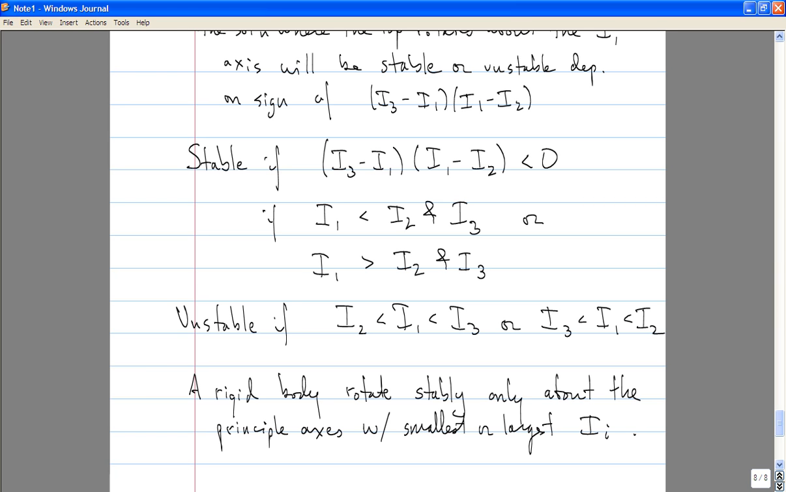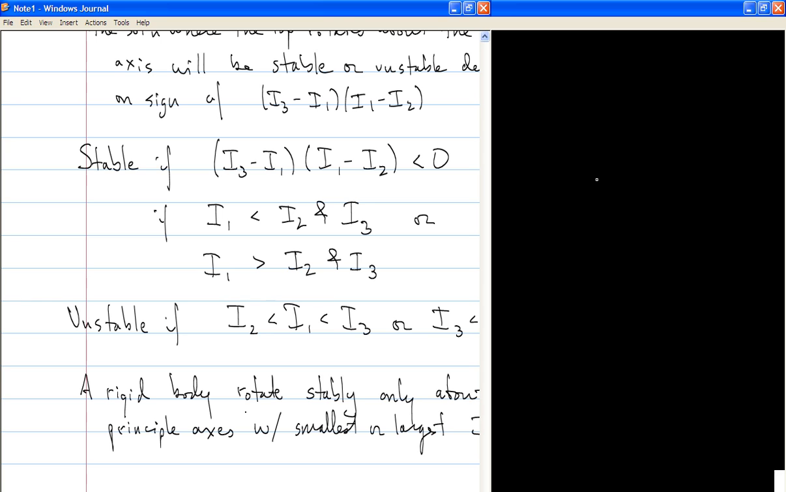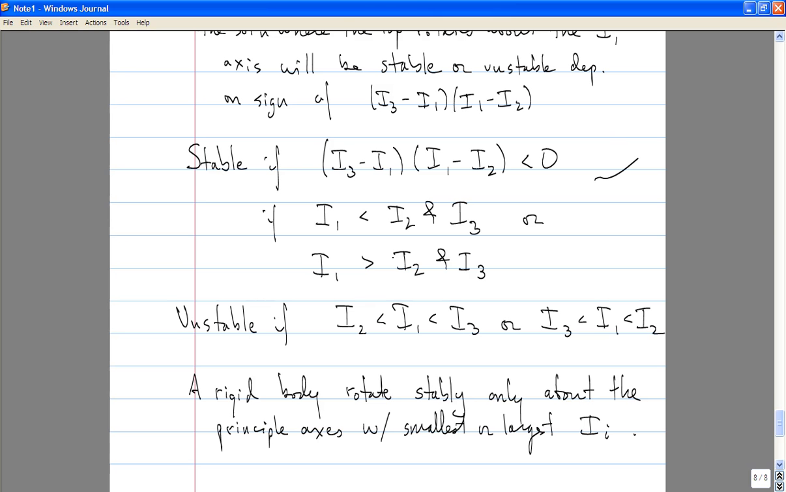Okay, are there any questions? Yes. Would it help if we take the system of the two differential equations and solve for omega 3 as a function of omega 2 and omega 3 as a function of omega 1?